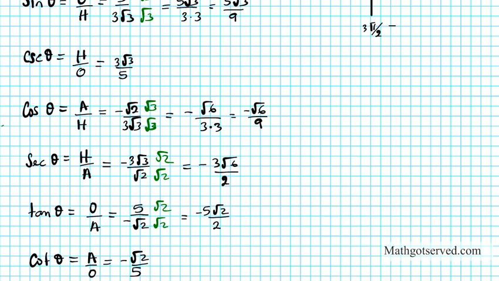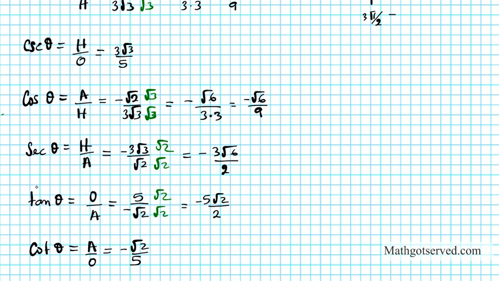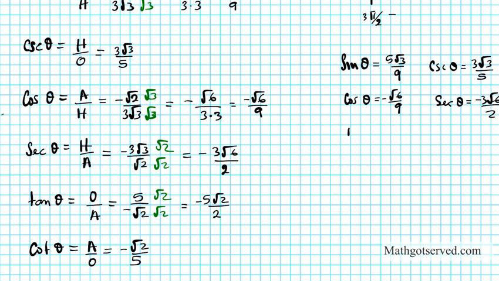Okay, so these are our 6 trig ratios, and we're now going to try and prove that they're correct. So let's organize them on the side here, and then we're going to start with our proof. Sine theta is 5 root 3 over 9. Cosecant theta is 3 root 3 over 5. Cosine theta is negative root 6 over 9. Secant theta is negative 3 root 6 over 2. Tan theta is negative 5 root 2 over 2. And cotangent theta is negative root 2 over 5.